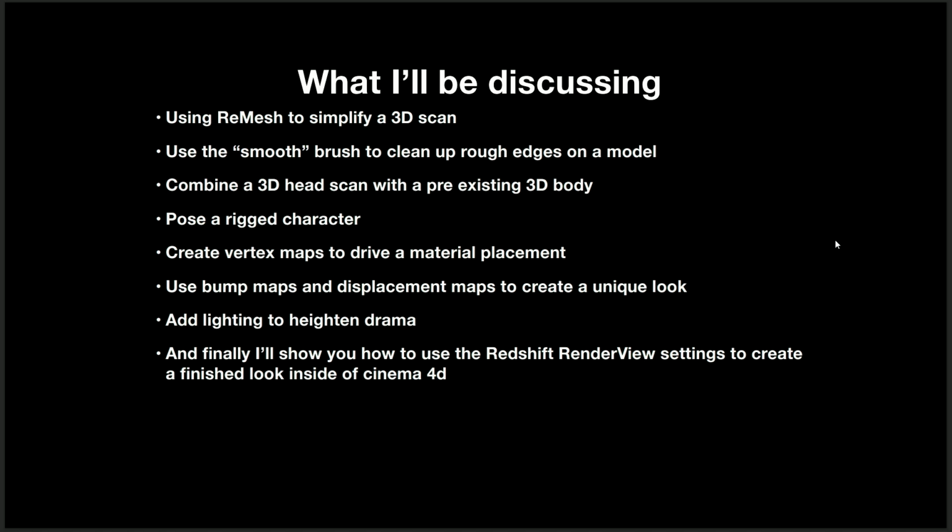And then I'm going to use bump maps and displacement maps to create the unique look, and then add lighting to heighten drama. And then finally, I'll show you how to use Redshift render view settings to create a finished look inside of Cinema 4D without doing anything else. So let's go.